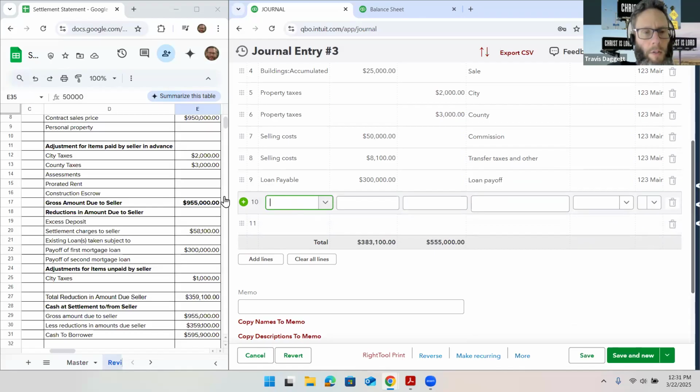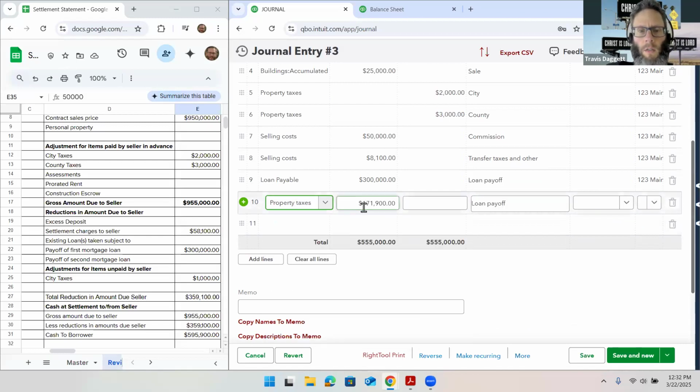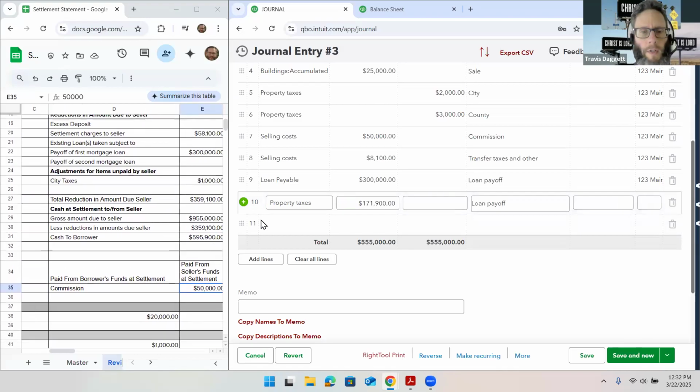And what do we have on here? Property taxes. Oh, back to the loan. Of course, that's a credit balance, so this is reducing it. And let's see. What else do we have here? The 300,000. Okay, and then cash to borrower at 595. So this is what is going to our checking. That's a debit.